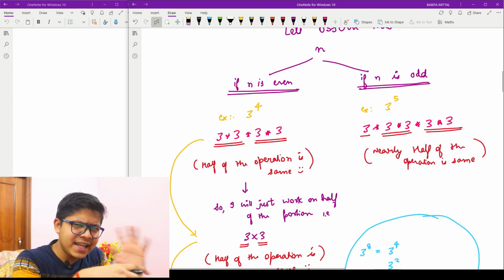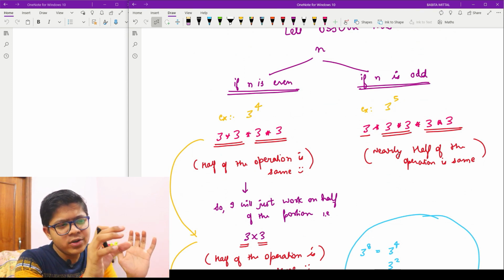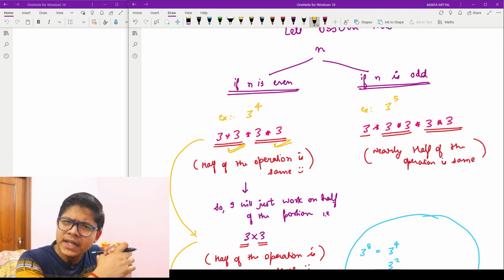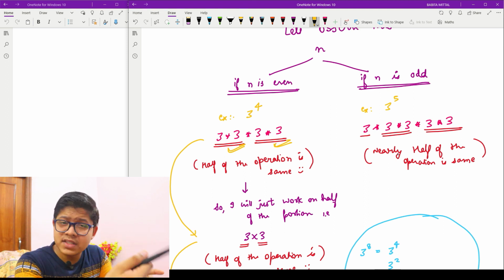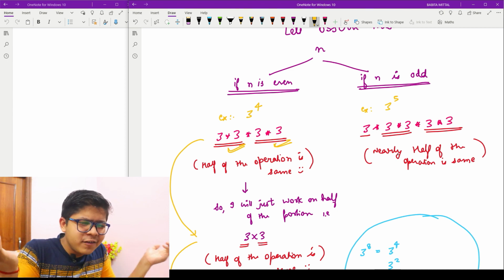Let's take a small example of 3 raised to the power 4. So 3 into 3 into 3 into 3. Now you can clearly see that I make a bunch which is the same. Now you might ask, okay, you are making a bunch which is the same, but actually all the numbers are the same, so what's the meaning of bunch here?